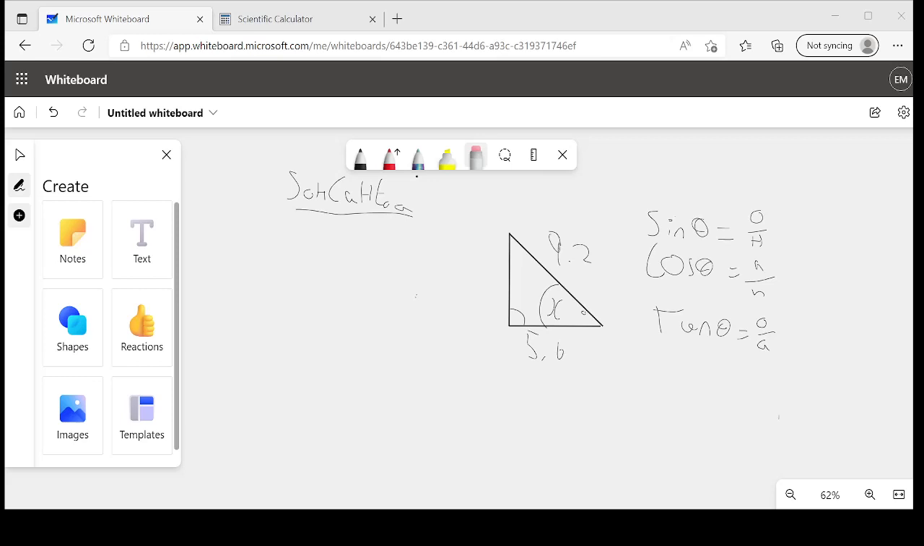So let's try another example. So here we have our triangle. This time we have these two sides labelled. So let's use SOHCAHTOA to find out which we need. But first, let's label the sides. So here we have the opposite, the adjacent, leaving last but not least the hypotenuse.